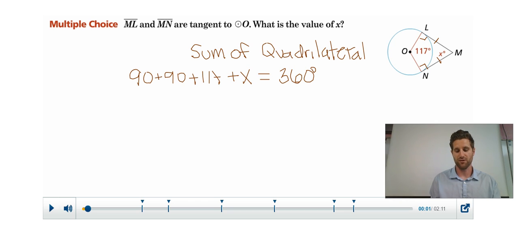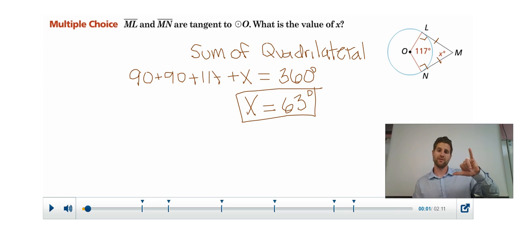Or sorry, 360, not 180. And we get the value of x to be 63 degrees. Okay. So again, we use that whole concept that the radius is perpendicular to the tangent to get that extra 90 degrees. All right, let's look at our next one.